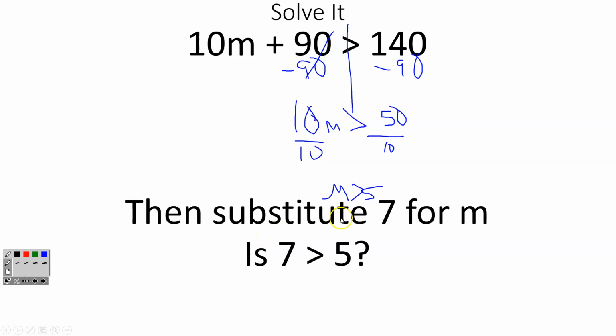So you could then substitute 7 in for m. So instead of saying m is greater than 5, plug in 7. So is 7 really greater than 5? Well, yes it is. 7 is greater than 5. So the answer to that question would be it's a true statement.